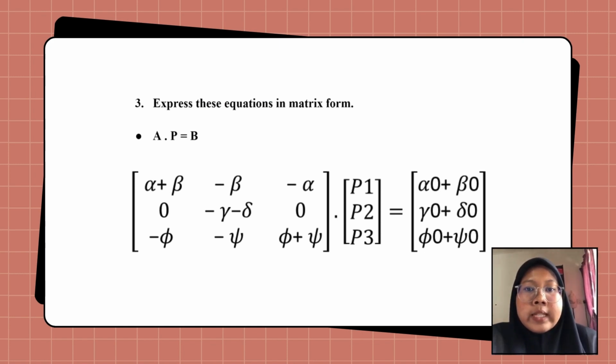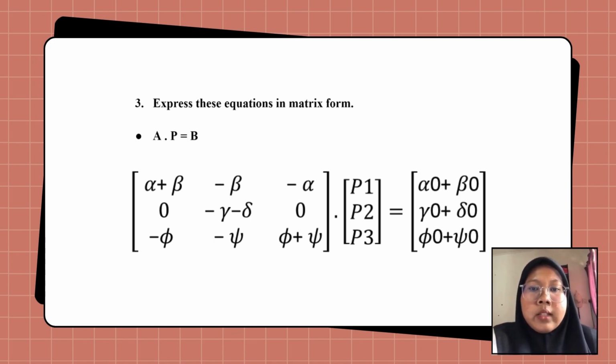The last step is to express the equations in matrix form. We will use the formula A times P equal to B. So the matrix form is: alpha plus beta, negative alpha, 0, negative gamma, negative beta, 0, negative phi, negative psi, phi plus psi, times P1, P2, P3, equal to alpha 0 plus beta 0, gamma 0 plus delta 0, phi 0 plus psi 0.